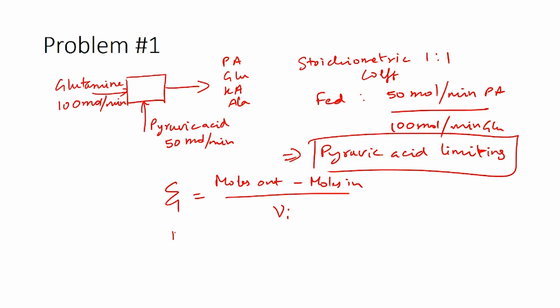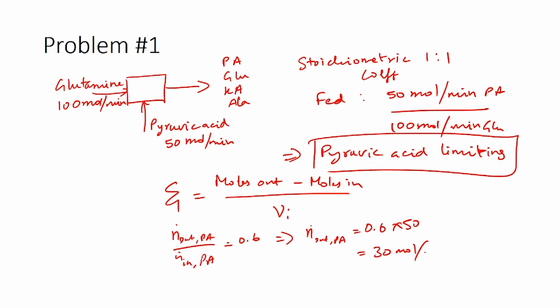We have been given that the moles of pyruvic acid leaving divided by moles of pyruvic acid entering is equal to 0.6. We already know the moles of pyruvic acid entering, which is 50 moles. So, the number of moles of pyruvic acid leaving the system as unreacted pyruvic acid would be 0.6 times 50, which equals 30 moles per minute. So, 30 moles of pyruvic acid is leaving the system per minute.